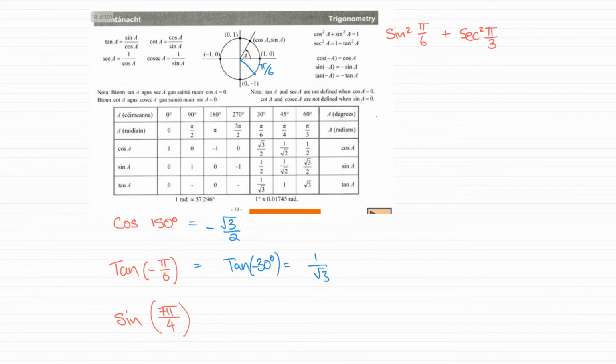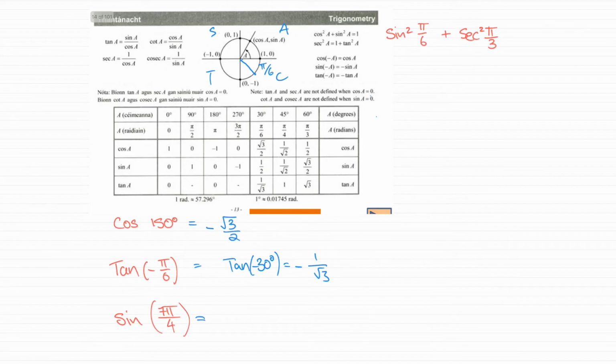Okay, and thinking again about CAST, C-A-S-T, tan is negative here in the fourth quadrant, so my answer is minus 1 over root 3. And then finally, I have the sine of 7 pi over 4.